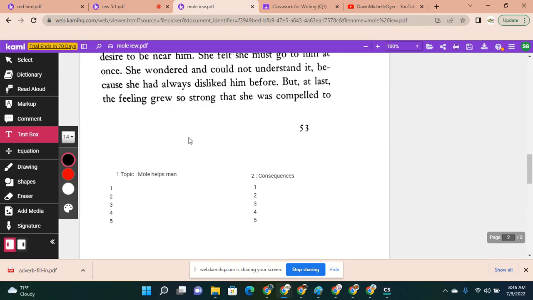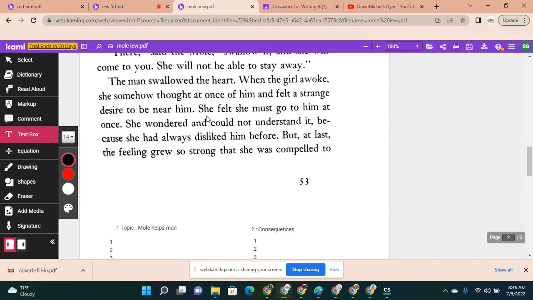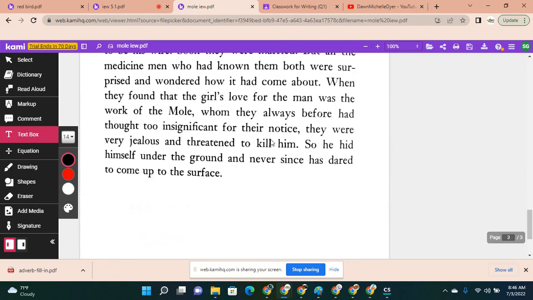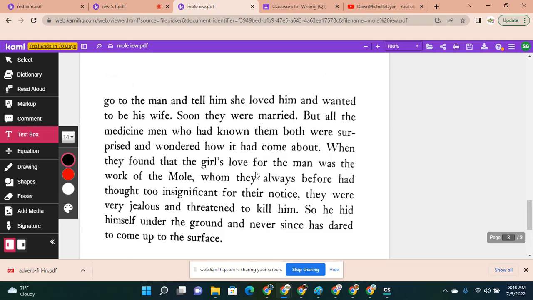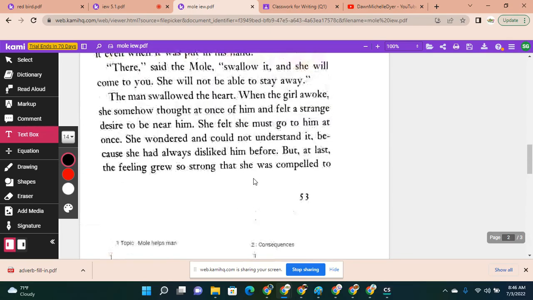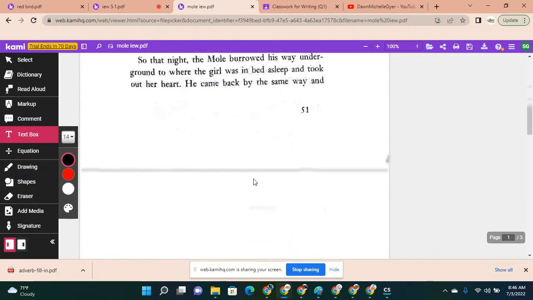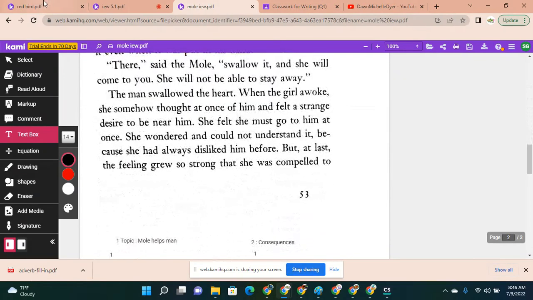In each paragraph, you're going to need to think of the topic. The mole helps the man. How does the mole help a man? And then your second topic, what are the consequences of him helping that man, right? So you want to look for interesting facts or information in this that is going to help you rewrite this story in your own words.